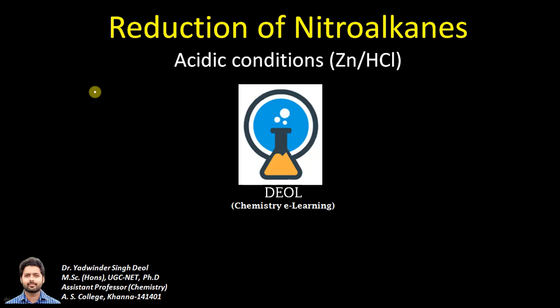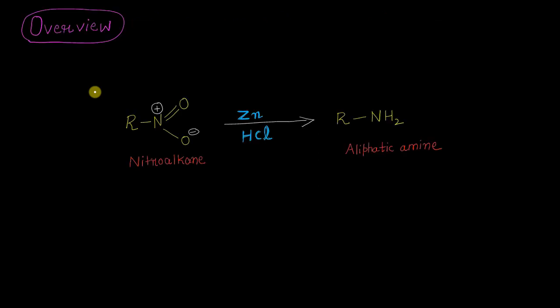The reduction of nitroalkane molecules under acidic conditions using zinc and hydrochloric acid results in the generation of the corresponding aliphatic amine molecules. If I want to give an overview of this reaction, on one side the zinc, being a metal and electropositive in nature, gives electrons. On the other side, the hydrochloric acid, being an acid, gives what? It gives the H+ ions, or the protons.